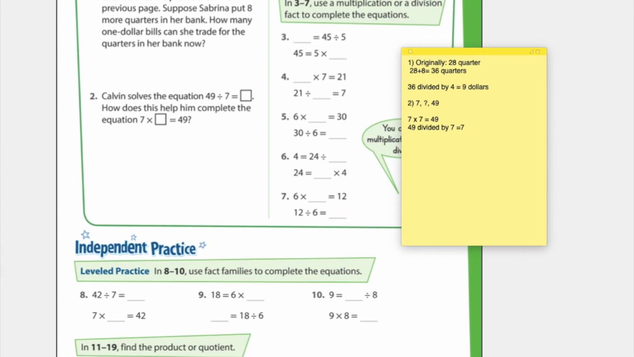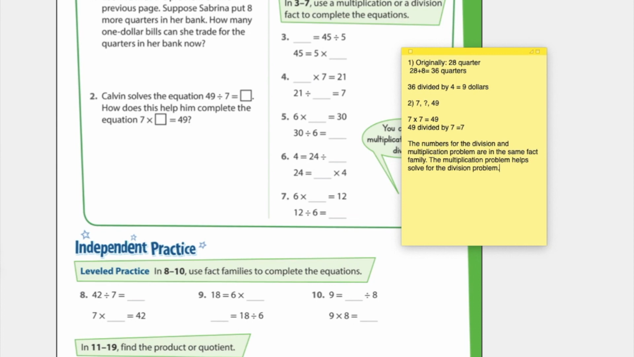So the reason why the multiplication problem helps us solve the division problem is the numbers. Go ahead and write this. The numbers for the division and multiplication problem are in the same fact family. The multiplication problem helps us solve for the division problem.